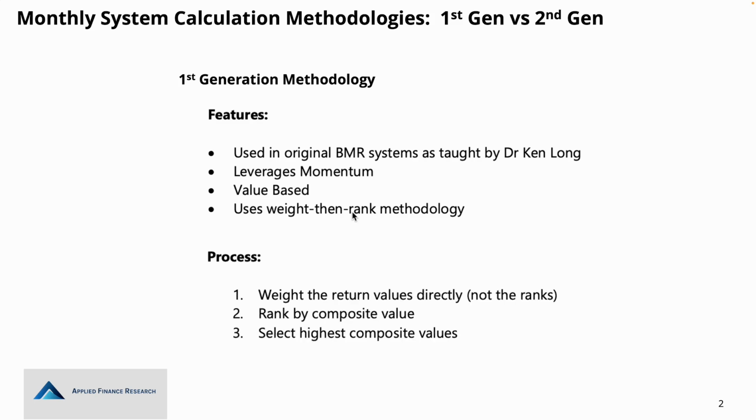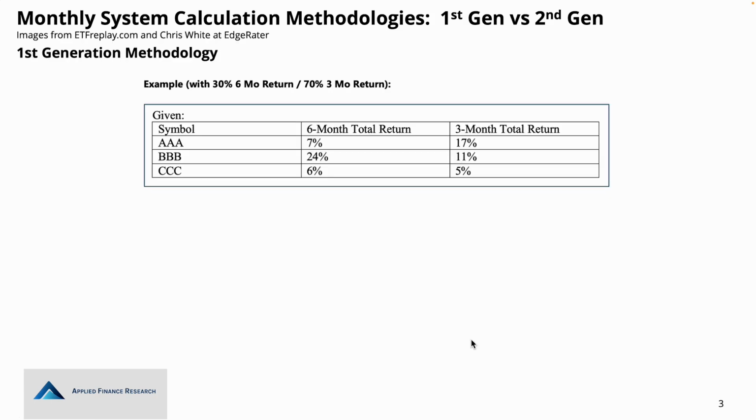The process involves 3 steps. First, we weight the return values directly. We don't rank them, we just weight the values directly. Using the ranks is what we're going to get into when we look at second generation methodology. We are going to rank each symbol by its composite value, and then we're going to select the highest composite values. Now, I know that can sound a little abstract, so let's jump right into a mathematical example.